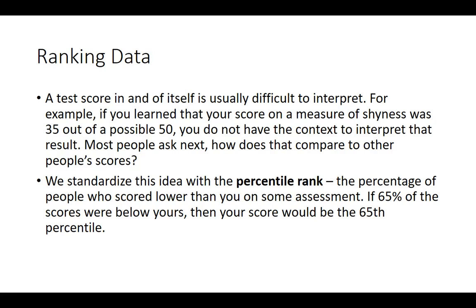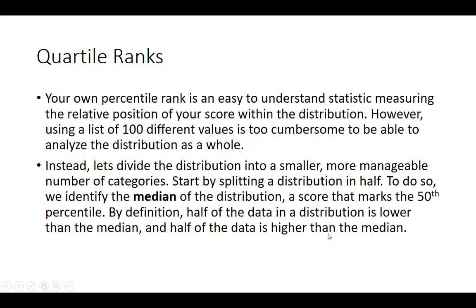We standardize this idea with the percentile rank, the percentage of people who scored lower than you on some assessment. If 65% of the scores were below yours, then your score would be the 65th percentile. Your own percentile rank is an easy to understand statistic measuring the relative position of your score within the distribution.